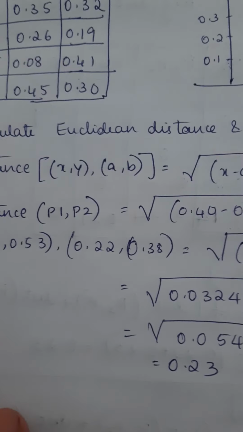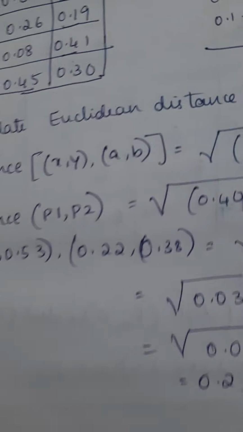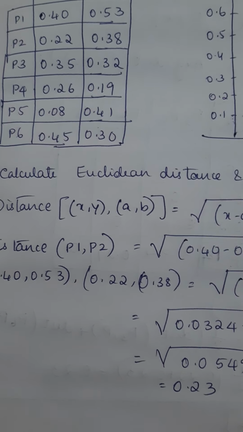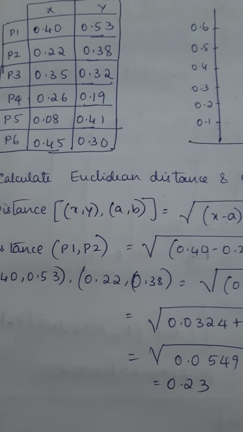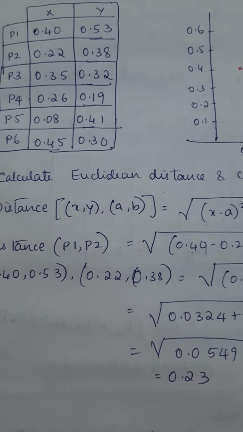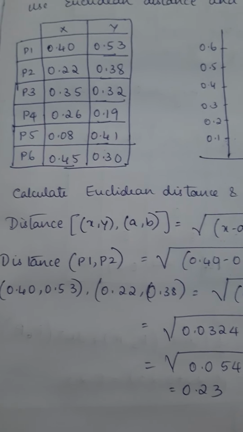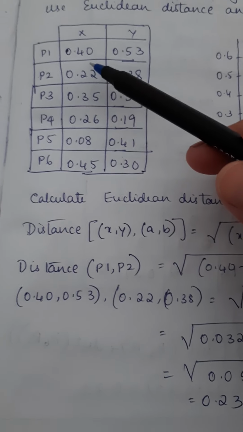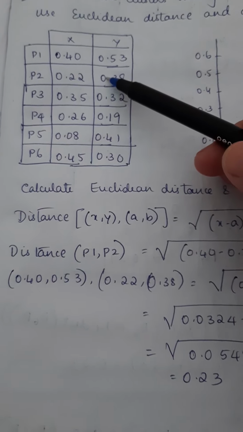Next, I'm going to compute the Euclidean distance, because in the earlier problem I had given you the distance matrix, and from there we started. Now in case the distance matrix is not given to you and you are supposed to find it, how do we go about it? This problem will tell you. Here only the x and y coordinates were given to you.